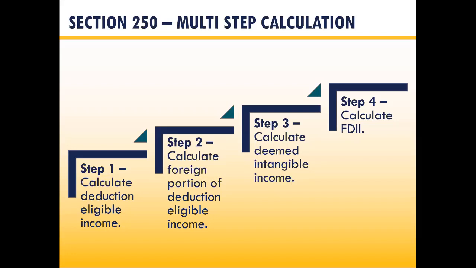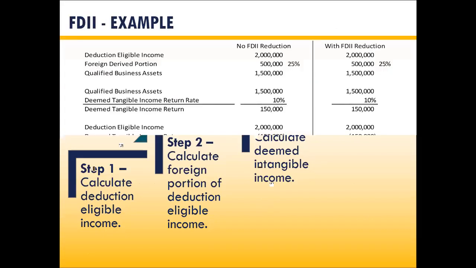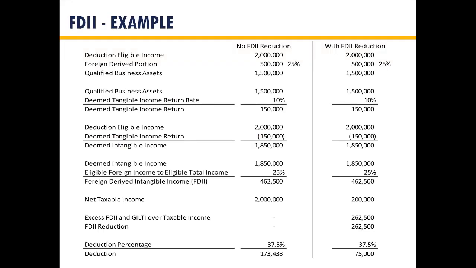Last step is to calculate FDII after you've come up with some of those numbers. As a quick example of how some of these numbers work, just pay attention to the left column. At this point, without the FDII reduction, the deduction eligible income, so our overall taxable income, would be, let's just call it $2 million. The foreign derived portion we're saying is $500,000, so that would be the net income portion of the foreign derived portion. So 25% of overall deduction eligible income is foreign.